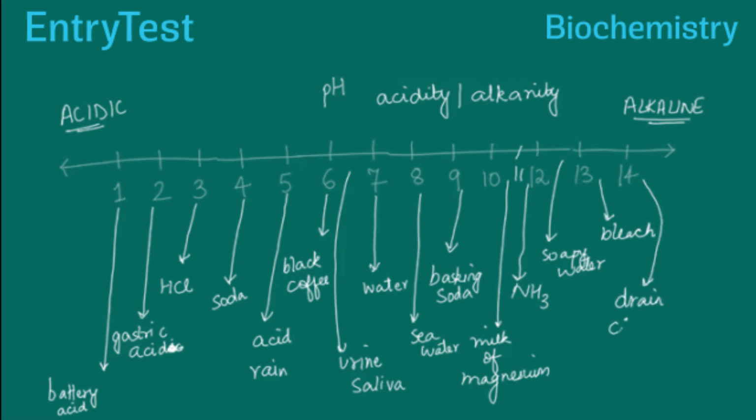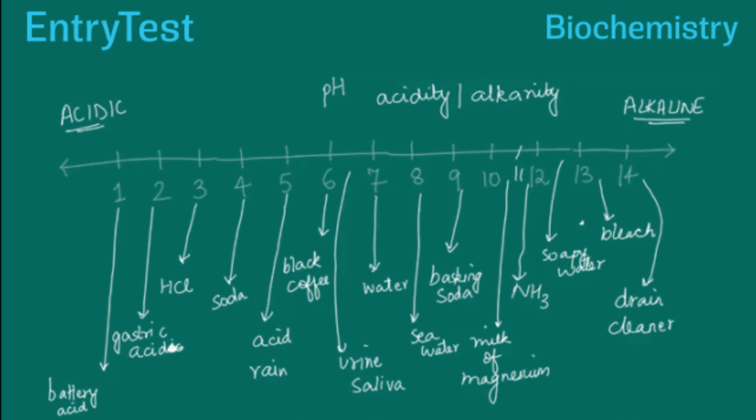So this will give you a general idea that the neutral substances are least harmful for us, and the ones that are highly acidic or highly alkaline are detrimental for our health. So that is about what the pH scale tells us.